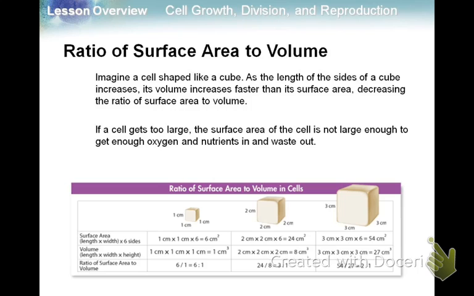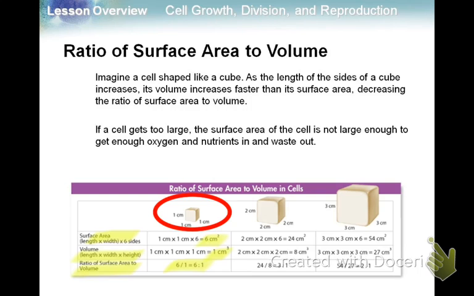If we imagine that the cell is cube-shaped, you can take a look at this table. Here's surface area, here's volume, and here's the ratio. So if a cell is 1 centimeter on a side, surface area is length times width times, there's 6 sides to a cube. So that's 6. Length times width times height is 1. So surface area to volume is 6 to 1. So in other words, there's way more space surrounding the cell for nutrients and good stuff to get in and waste products to get out.